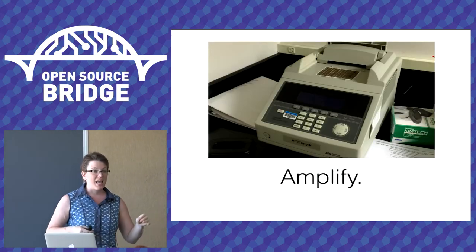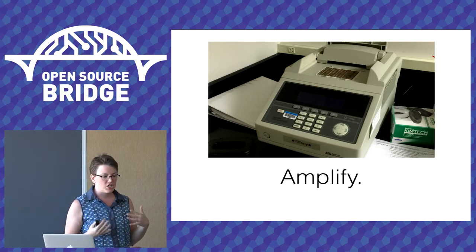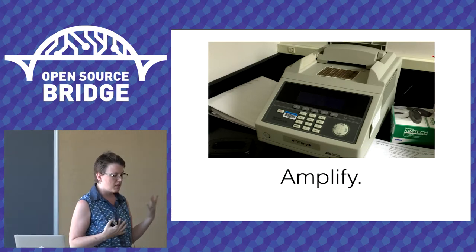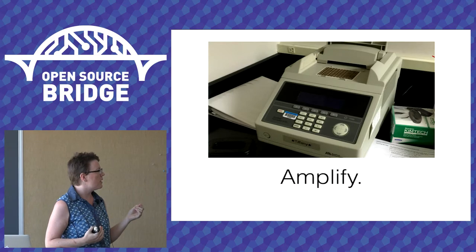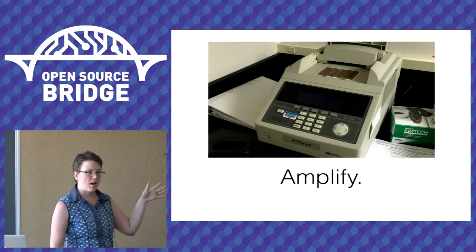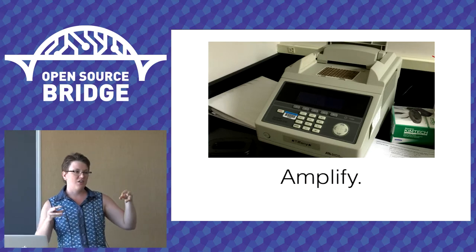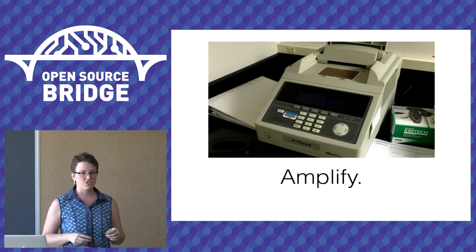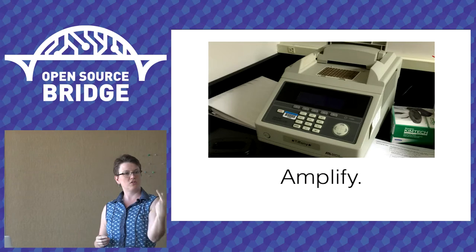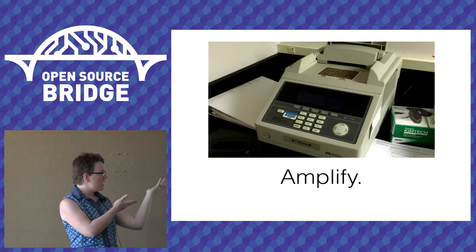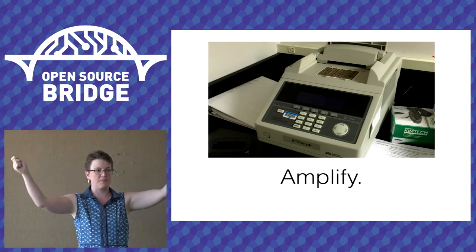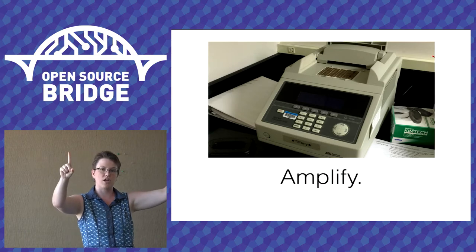The next step is that I amplify the DNA. Amplification uses a technique called polymerase chain reaction, PCR. This is like a chemical photocopier. We hijack the cell's own ability to duplicate its genes. So you've got that twisty double strand of DNA. I heat it up and unzip it, so now you have a single strand and a single strand.